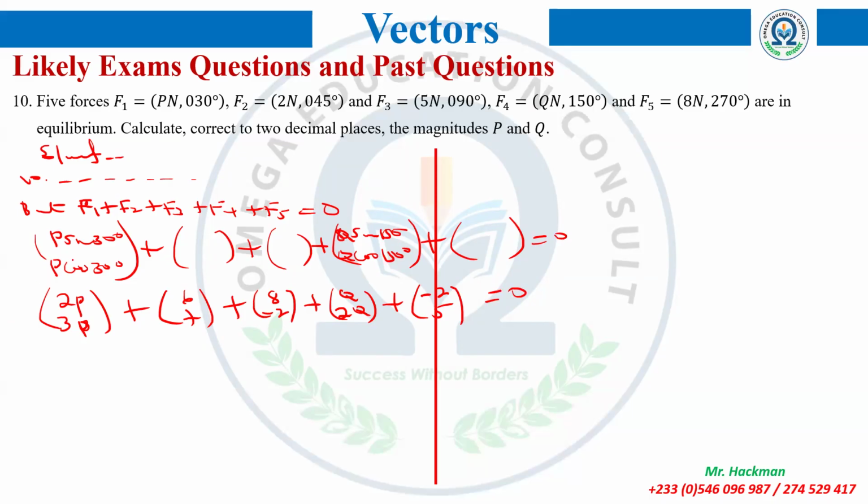Mr. Hackman: Yes, please. If we are getting sine, should we keep it in the surd form? Yeah, keep it in the surd form, because when you form your equation, you will deal with the surd later.